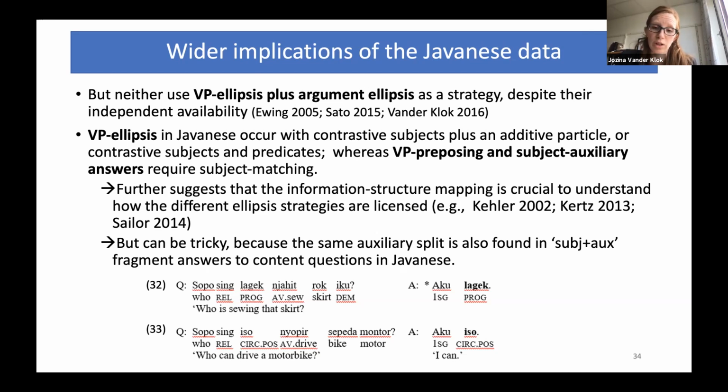the same distribution is shown. So who can drive a motorbike? Soposeng iso nyo pir sepeda motor, aku iso. So what is common across both is that they're both answers, but they're different in that it's a content question and not a polar answer. So this is something to pursue.